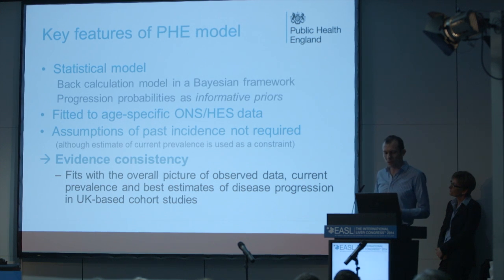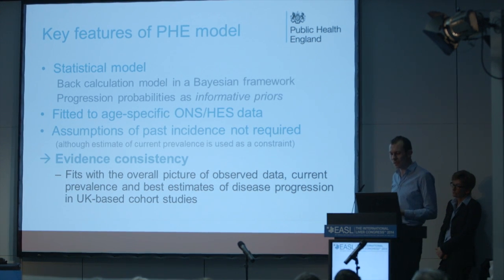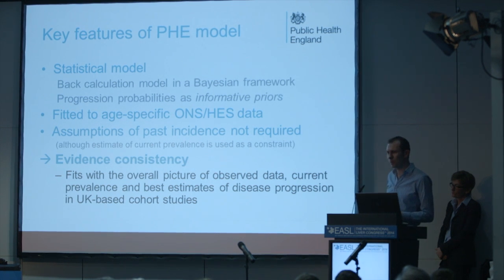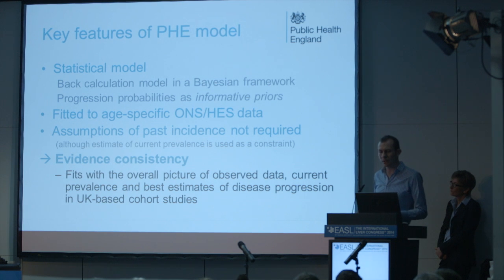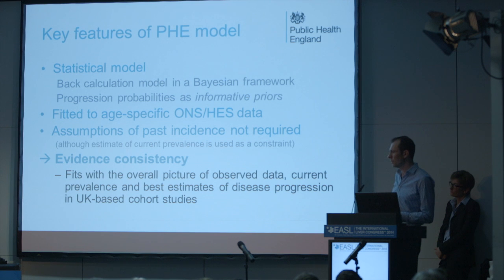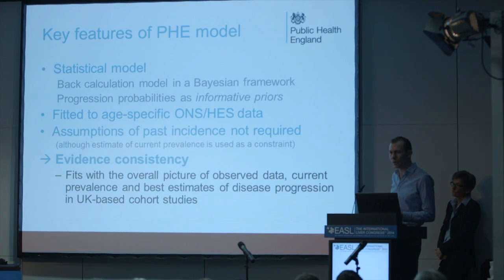So the features of our model: it's a statistical model, which means we use a likelihood and we fit it to observed data. We don't have to make any assumptions about past incidence in this because it falls out of the back calculation model naturally. And the nice thing is, because we've used data on progression from UK-based cohorts and endpoint data in the UK and other bits of information, it's consistent with our overall picture of hepatitis C.